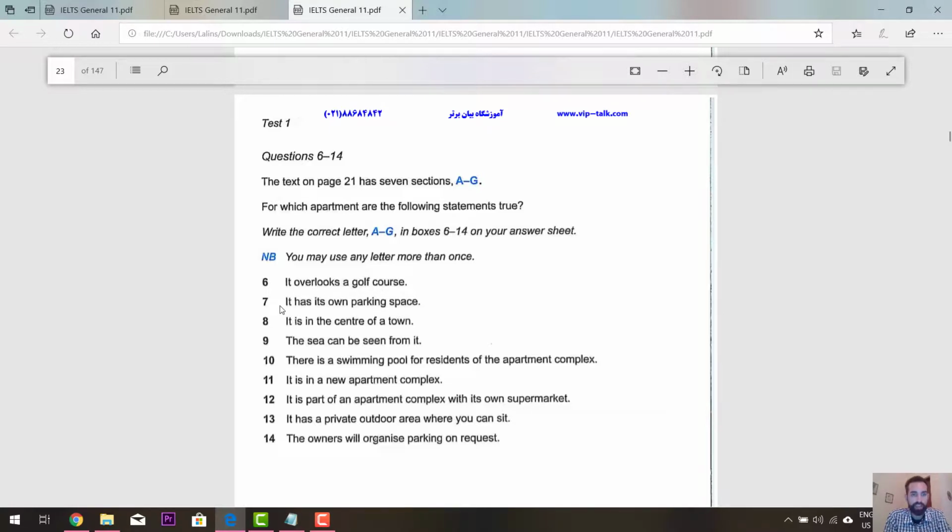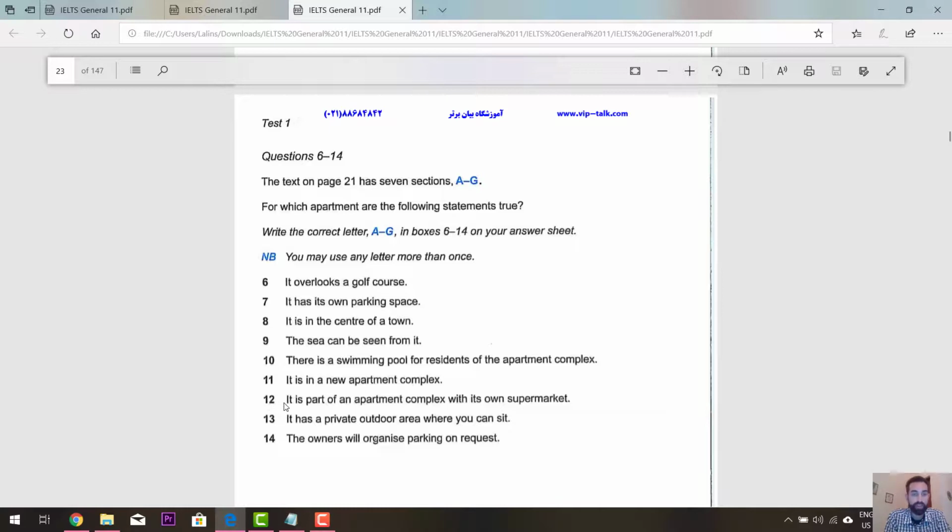Question 7. It has its own parking space. Question 8. It is in the center of a town. Question 9. The sea can be seen from it. Question 10. There is a swimming pool for residents of the apartment complex. Question 11. It is in a new apartment complex.